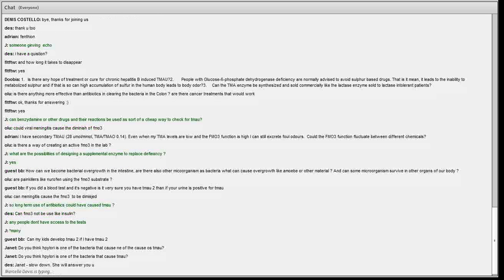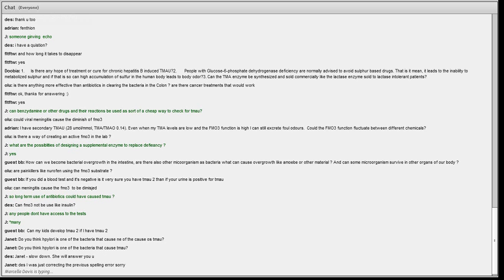Okay, maybe we'll try to answer a few more questions here. Oli was asking, could viral meningitis cause the diminishing of FMO3? I honestly don't know, unless you've read a report. I haven't read a report on that. Has anybody? I really don't know.